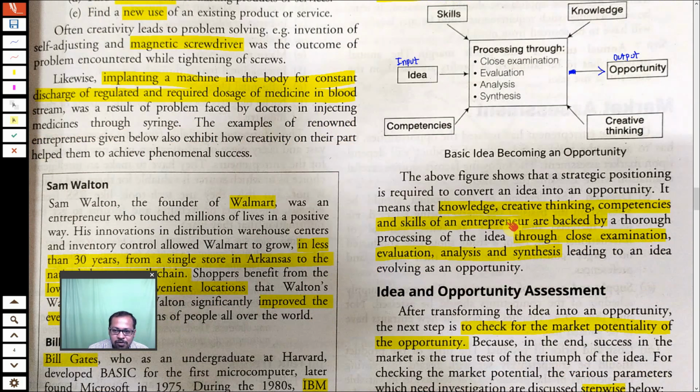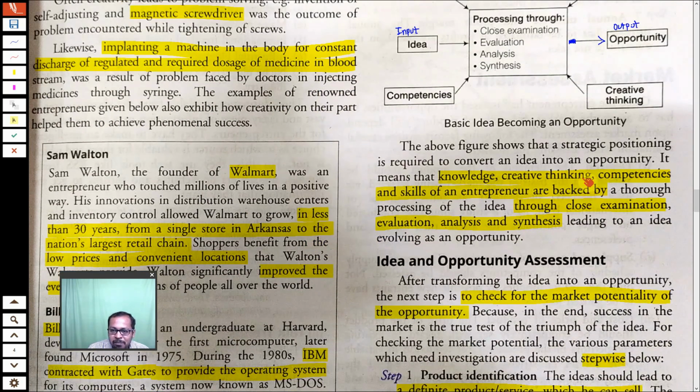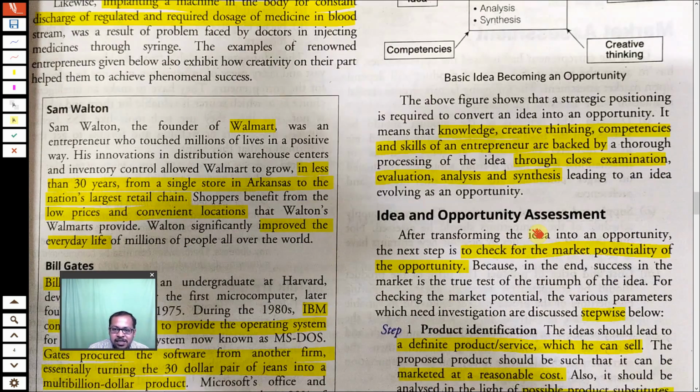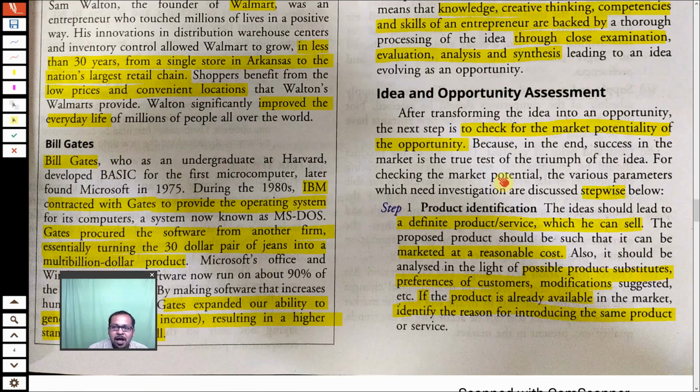You can explain in your own words. So knowledge, creative thinking, competencies and skills of the entrepreneur are backed by this process of examination, evaluation, analysis and synthesis. So this was explained in the diagram. Now after you have decided that this idea is viable, it means there is an opportunity. Opportunity means the idea is viable. Then the next step is to check for the market potentiality of this opportunity. It means whether your opportunity has a potential market or not.